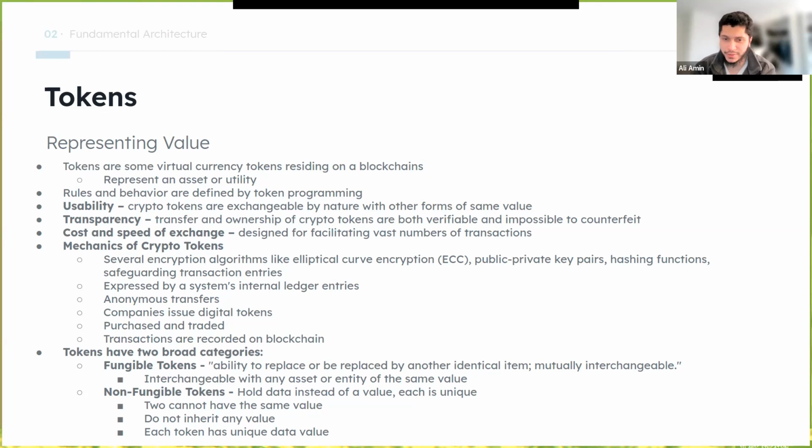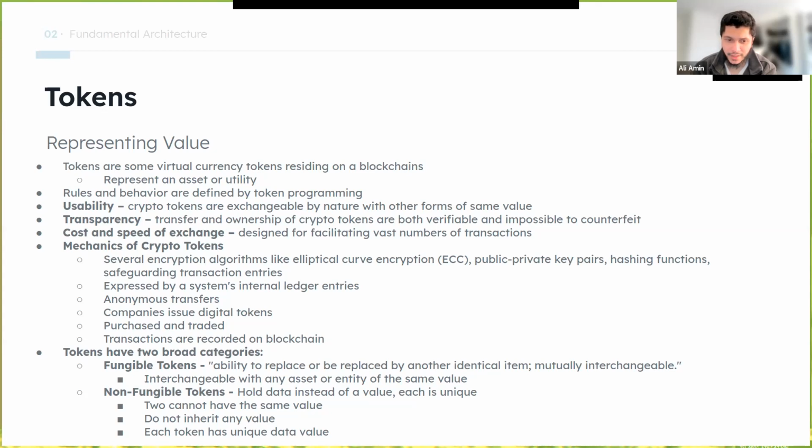Another thing is transparency. The ownership of a token is verifiable because the blockchain ledgers are always open and publicly available. You can look at any transaction, and it's impossible to counterfeit because of all the consensus, verification, tracking and so on. The cost and speed of exchange is designed for facilitating vast numbers of transactions instantaneously.